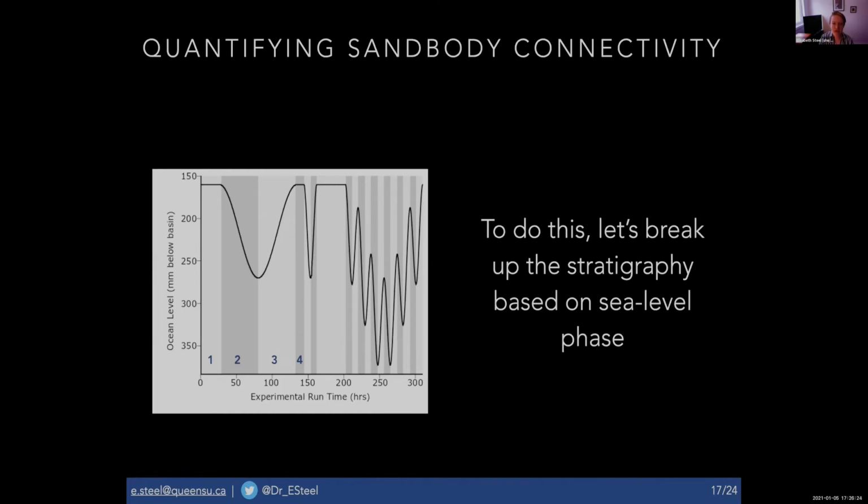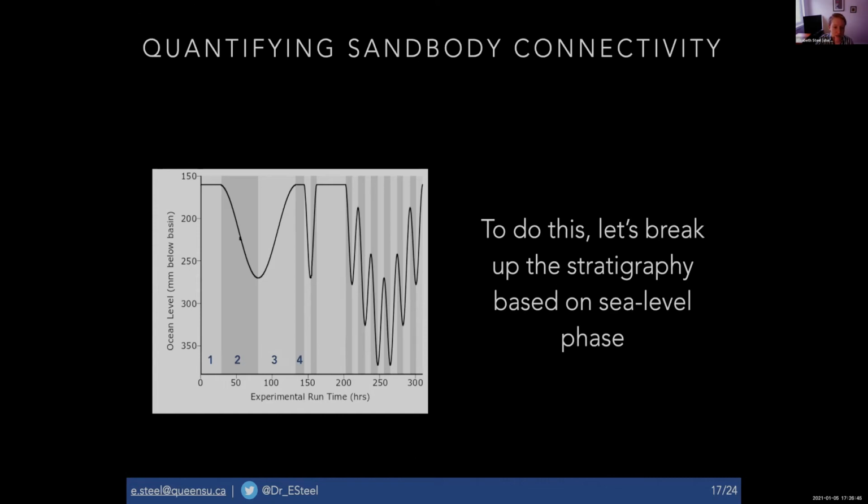So we can look at these sections a little bit more quantitatively to see what kind of information we can pull out from them. And in order to do that, rather than looking at the entire stratigraphic section through the experiment, we're going to break it up based on sea level phase, just because when you're thinking about connectivity and you've got sea level rising and falling, things get a little bit complicated.